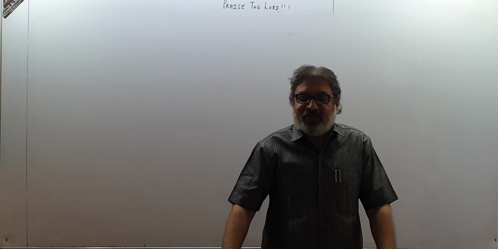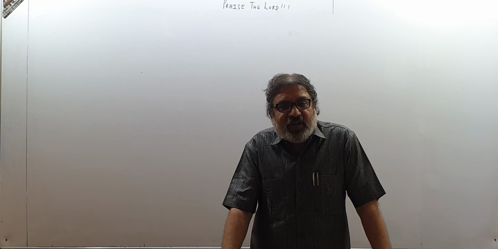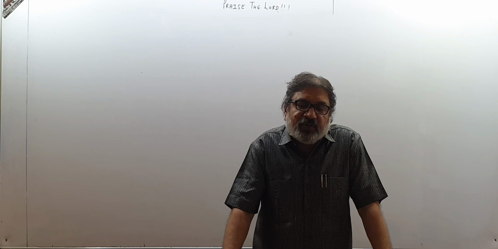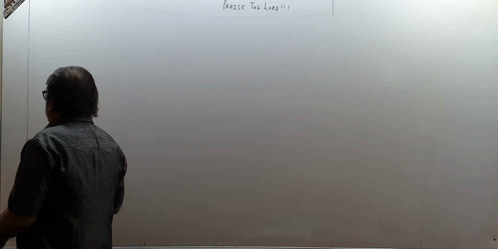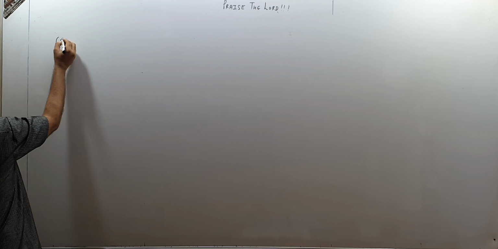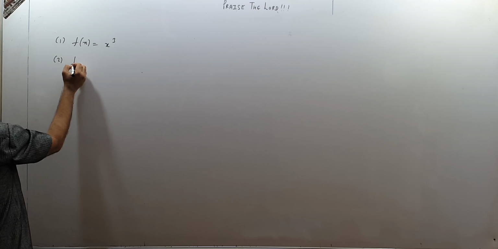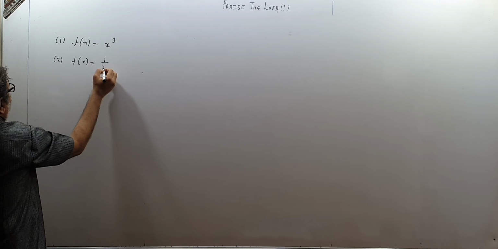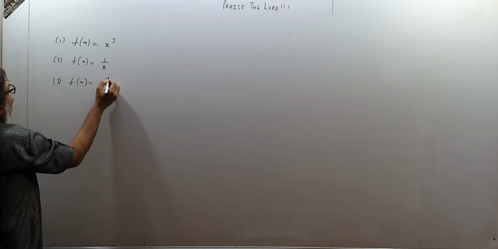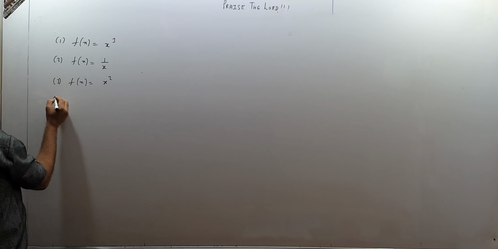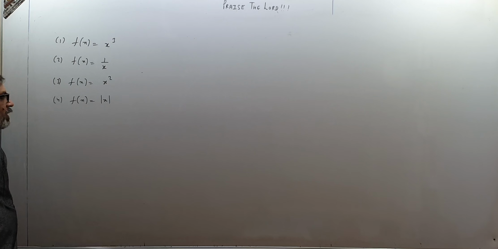Today we will learn about even and odd functions. So what type of function can be called an odd function and what type of function can be called an even function? We want to see that. Children, supposing we are having these type of functions: f(x) equal to x cube, f(x) is equal to 1 upon x, then f(x) is equal to x square and f(x) is equal to mod x.